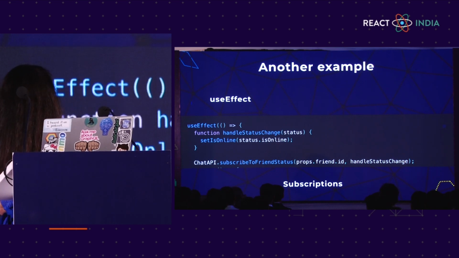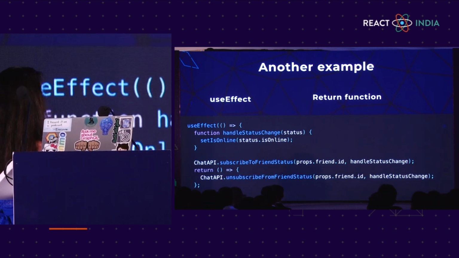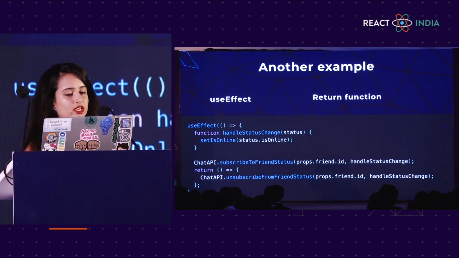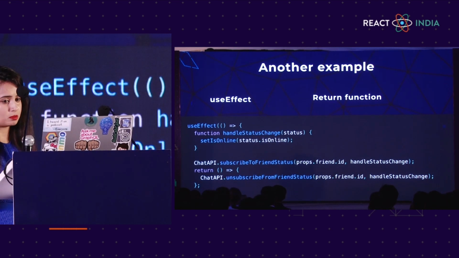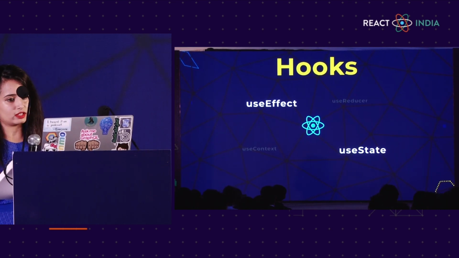Here's another example, showing how to do subscriptions. Again, you're passing in a function, handleStatusChange, and you're subscribing in this useEffect hook. You pass in handleStatusChange to the function and subscribe to the friend ID. One of the cool things about this is that you can pass in a return function, and that can be used to do a cleanup. So useEffect can do both the functions of componentDidMount and componentWillUnmount. So it's super handy.